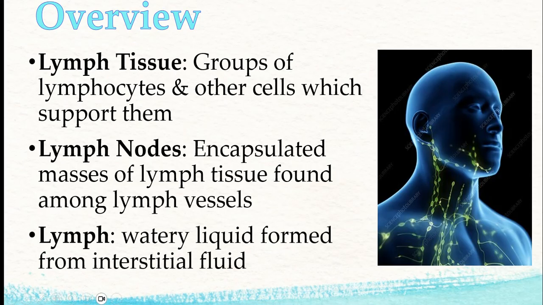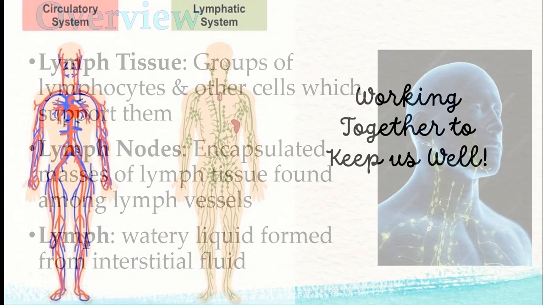The lymph itself is a watery liquid formed from interstitial fluid. Okay, so what in the world is interstitial fluid? It just means between the cells. Okay, it's the fluid from between the cells. So where is that fluid coming from? Between the cells. So if you think about it, where do the cells get their water and moisture and this kind of thing? They get it from the blood, right? So the watery liquid formed from the interstitial fluid, that is also coming ultimately from the bloodstream.